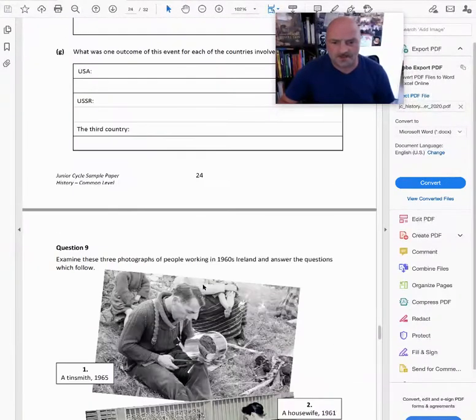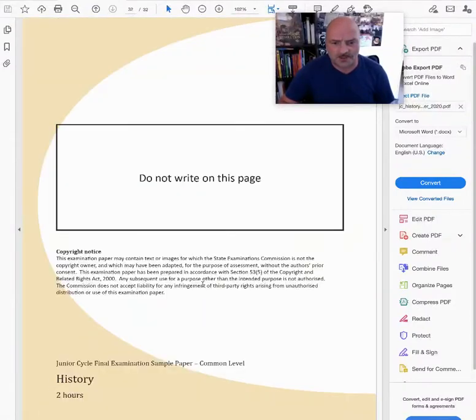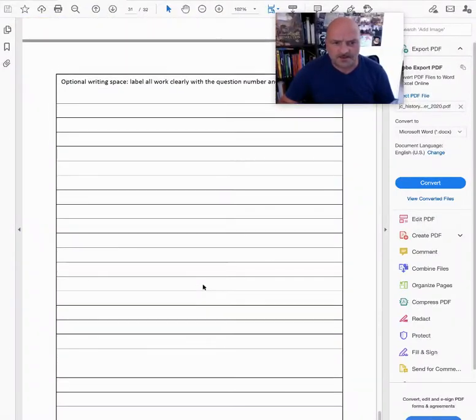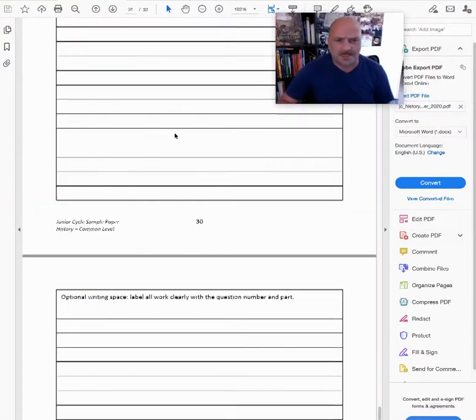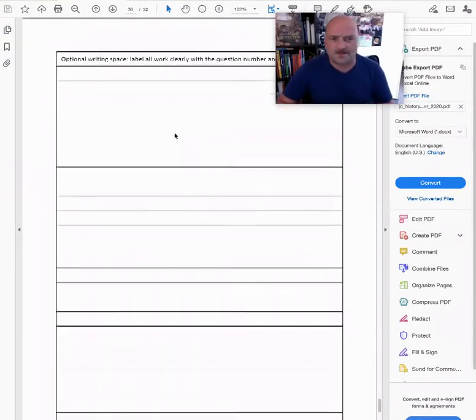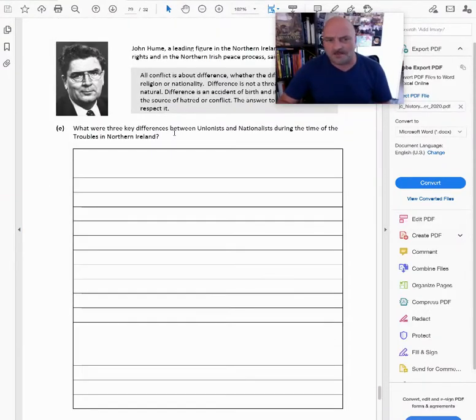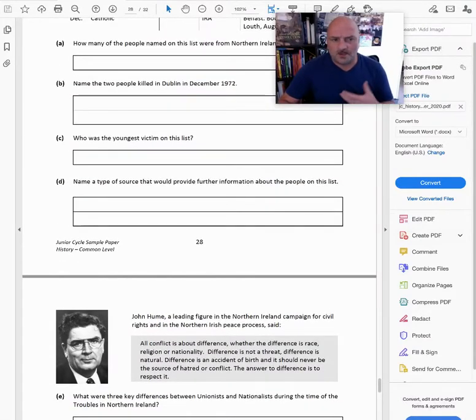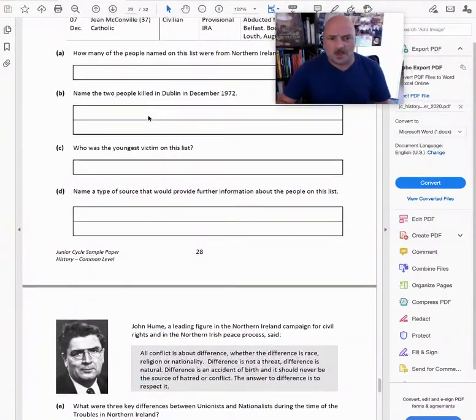You will always have supplementary pages at the end to give you extra optional writing space to fill in the rest of any answers that you may not have had time or space to fill in back where the actual question was.